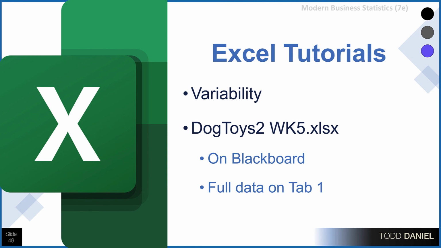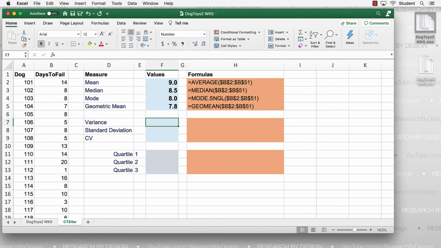Therefore, we need to know how to compute these measures of variability using Excel. We're going to use the same dog toys data that we used in the previous example. In fact, we're just going to pick up where we left off. So here I am on tab 2 in the Dog Toys 2 dataset for week 5. You see we've already added the values for mean, median, mode, and geometric mean. So now we can add formulas for variance, standard deviation, and the coefficient of variability.